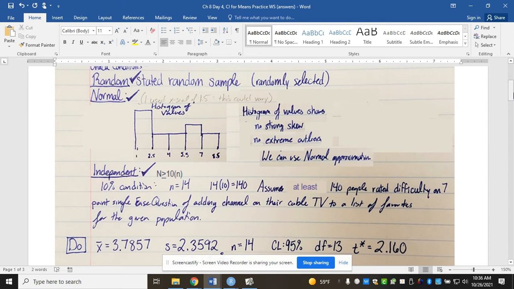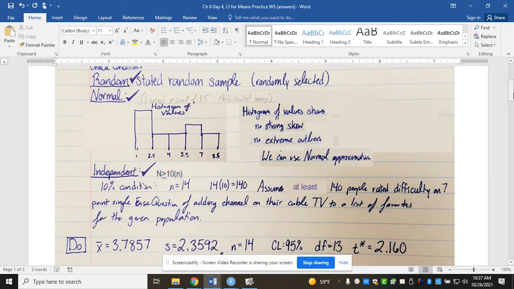What do we usually write beside the histogram of values? That it's fairly symmetrical and no extreme outliers. But we talked about this a little bit yesterday with the robustness. Does it have to be perfectly symmetrical? No. So we're looking at it's not terrible.